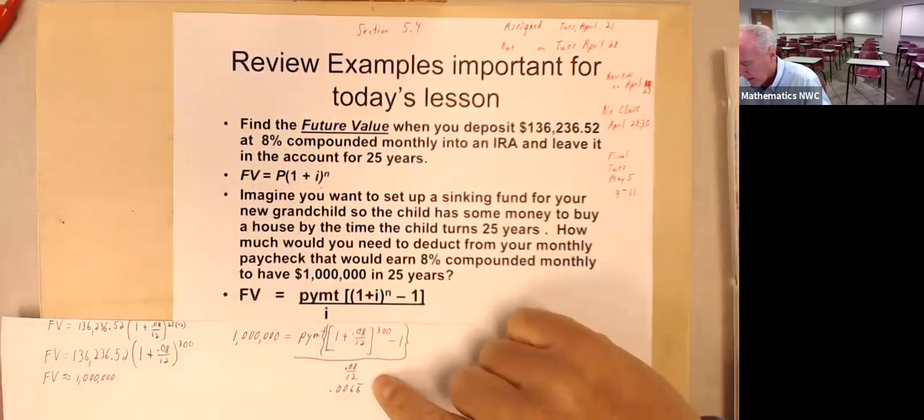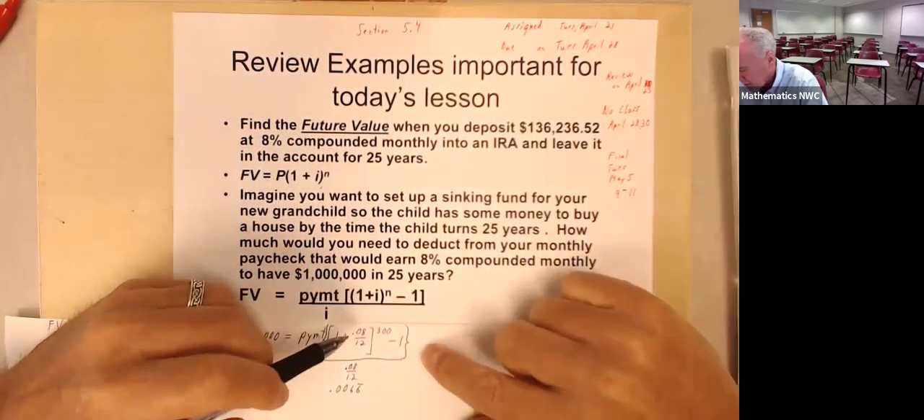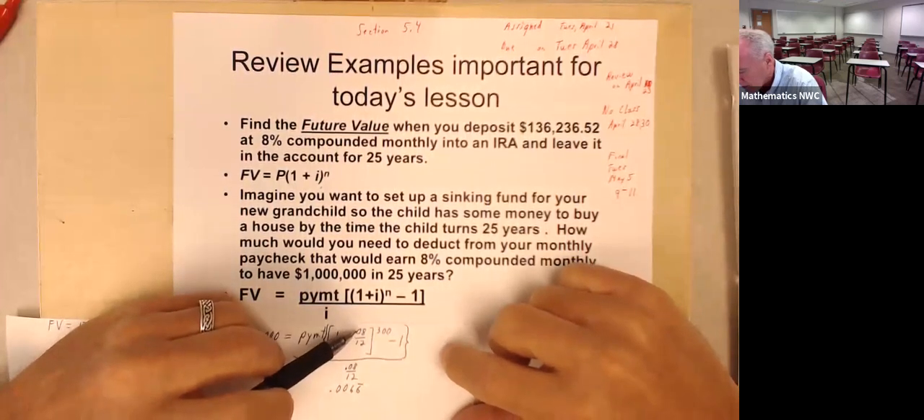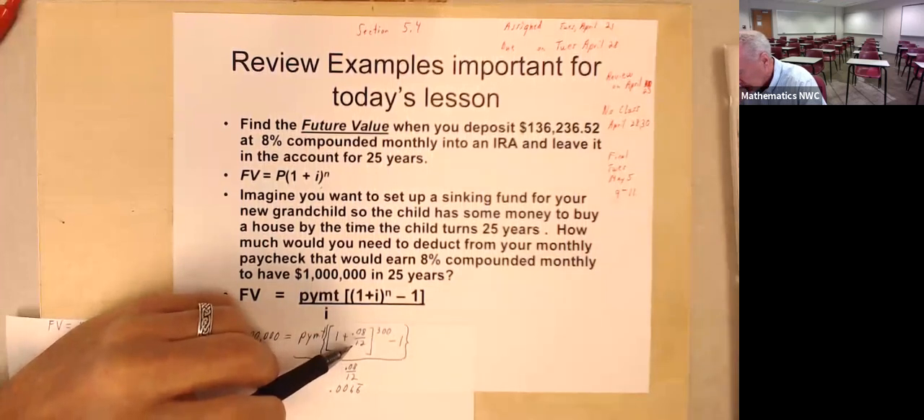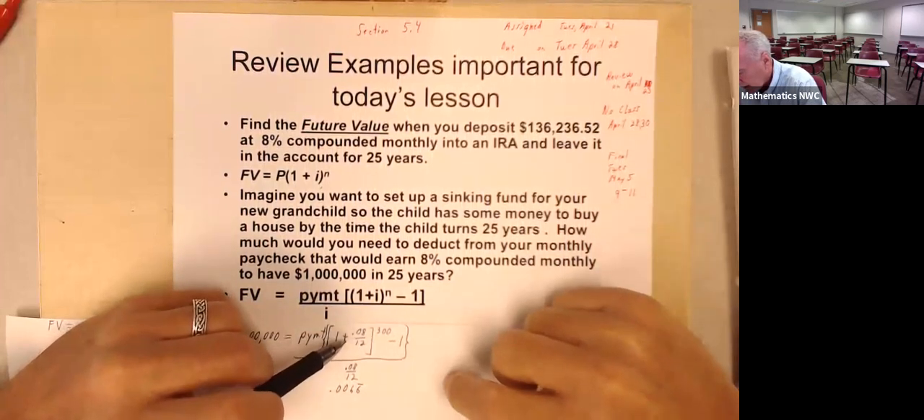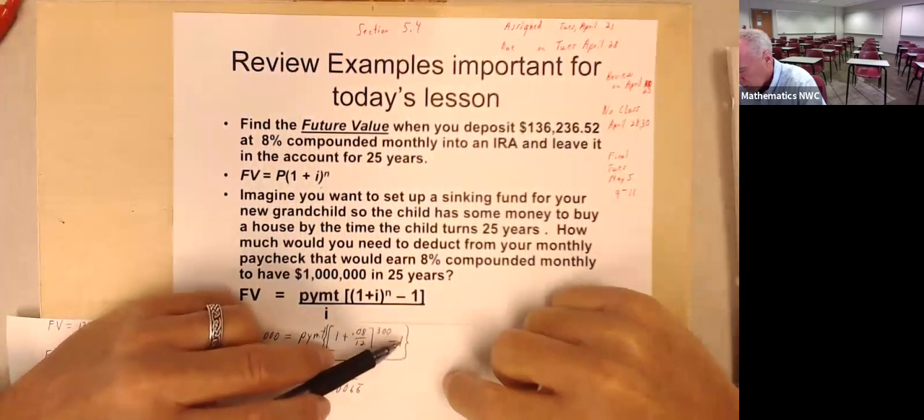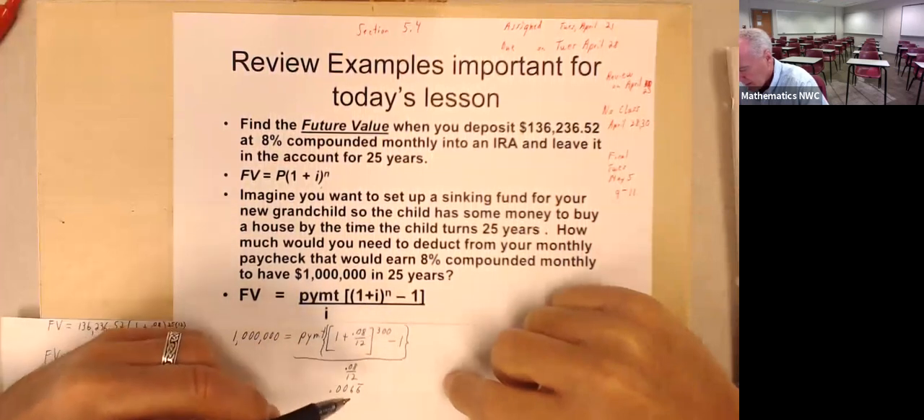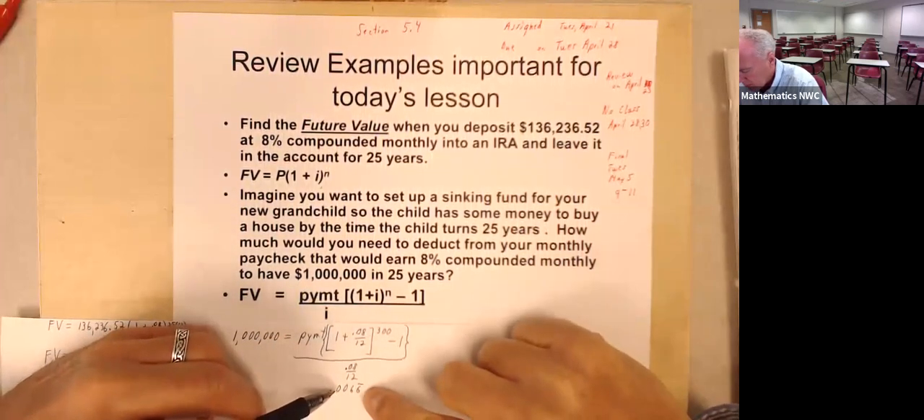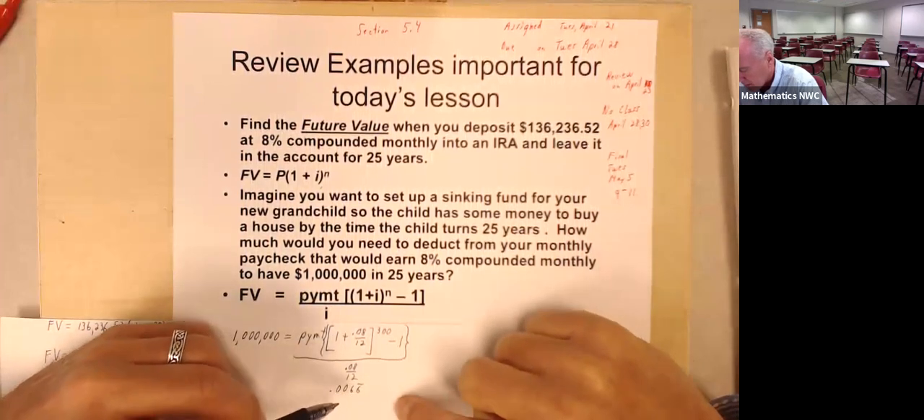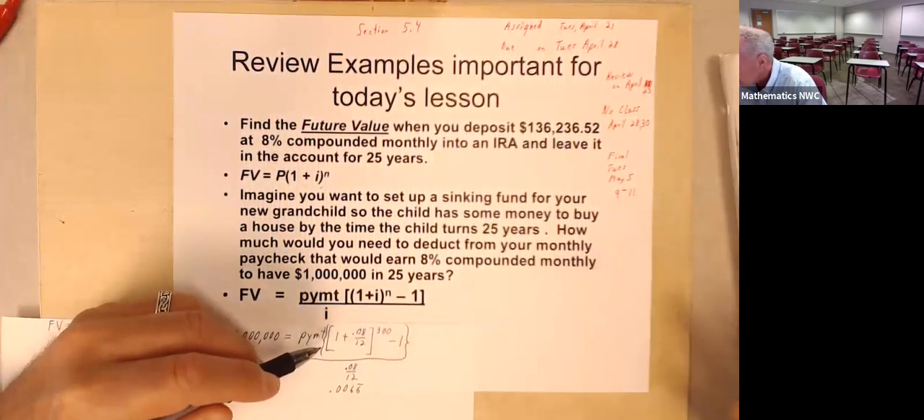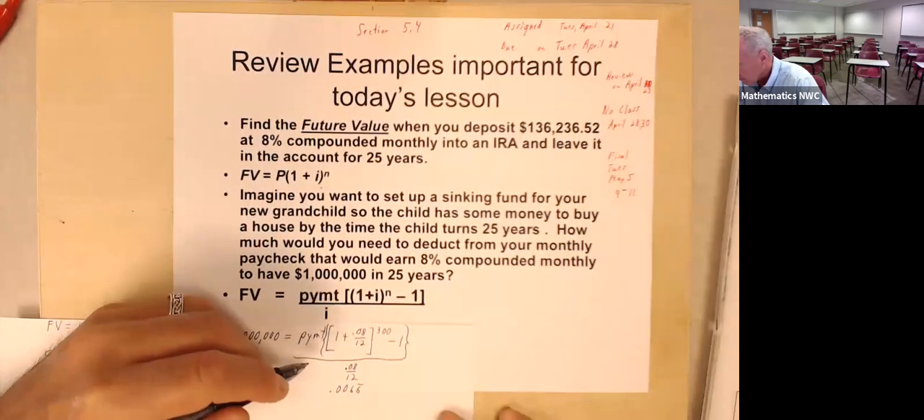So now I could go to my calculator, listen to these commands. I would start with 0.08 divided by 12, enter, plus 1, enter, exponent 300, enter, minus 1, enter, divided by 0.00666, as many as you can put on your calculator, enter. That will give you that particular amount there.